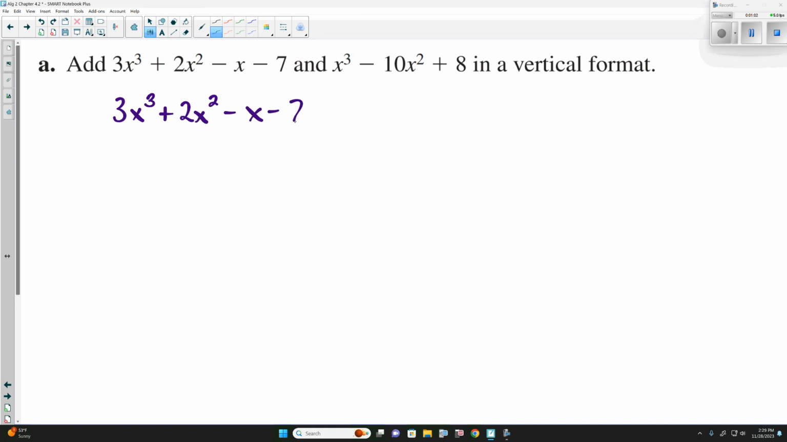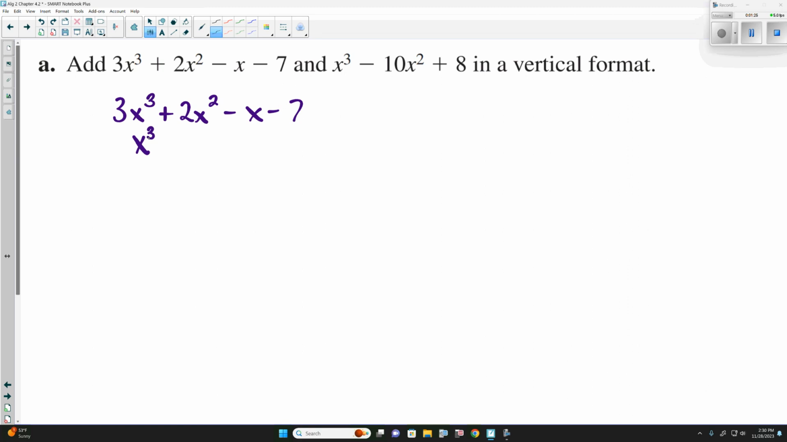So our 3x cubed plus 2x squared minus x minus 7. Now if there are any terms missing, we would leave a space for them. But here we don't have any missing because we do have our x cubed term, our x squared, our x term, and our constant term. What we do next is we put the other expression underneath, lining up the like terms.